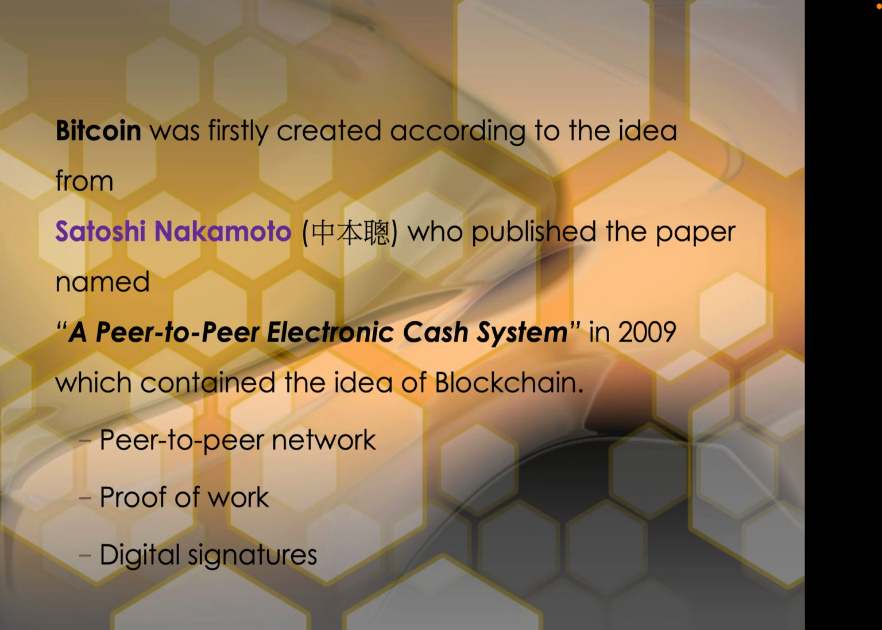It was first created according to the idea from this Japanese guy Satoshi Nakamoto, who published a paper called "A Peer-to-Peer Electronic Cash System" in 2009. You guys can take a look at the original white paper. It's not a peer-reviewed paper, it's a white paper, but it's really inspiring as well. You can just Google using the title, and I'm sure it will be there. Take a look, because that's the original version of Bitcoin, I want everybody to know.